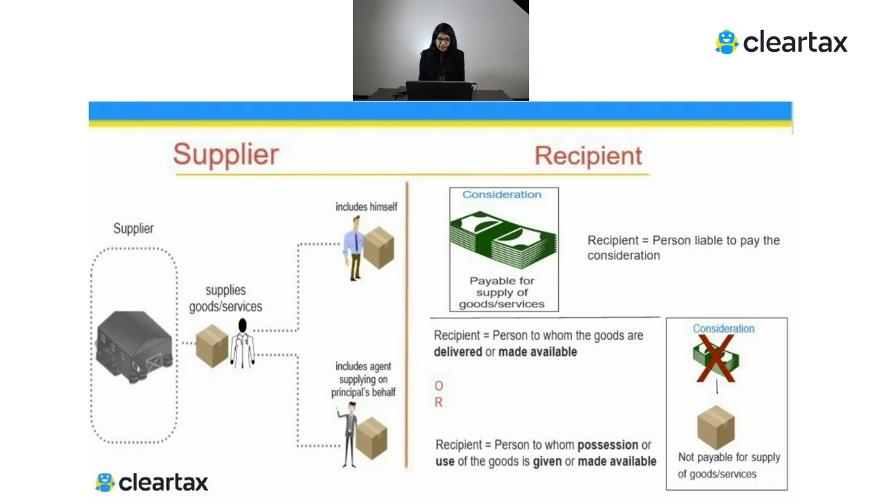Now when we talk about the recipient, it depends whether there is a consideration or not. If there is a consideration, then the recipient is the person who is liable to pay that consideration. If there is no consideration, the recipient is the person to whom the goods are delivered or made available, or with whom the goods are in possession. The reason we understand supplier and recipient is that we need to look into related parties and other things while going towards the valuation rule.